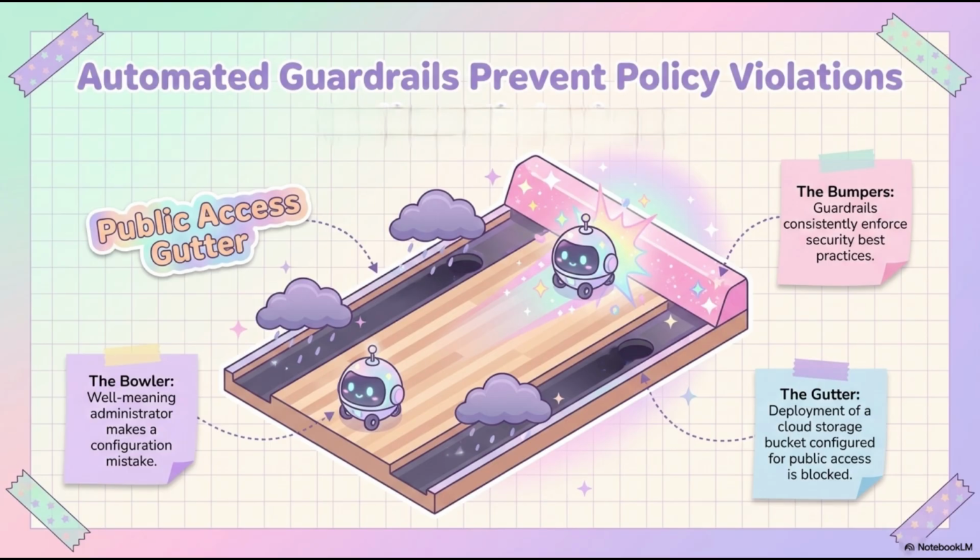Guardrails are also a key concept. Automated guardrails enforce security policies by preventing configurations that violate organizational standards. For example, a guardrail may block the deployment of a cloud storage bucket that is configured for public access. This ensures that security best practices are consistently applied, even if a well-meaning administrator makes a mistake.